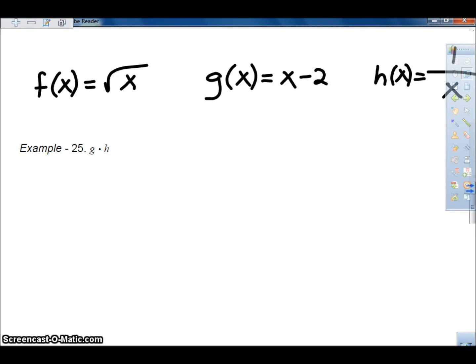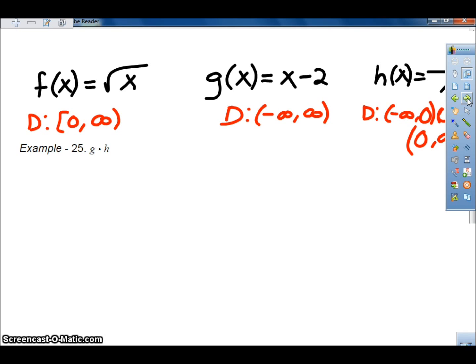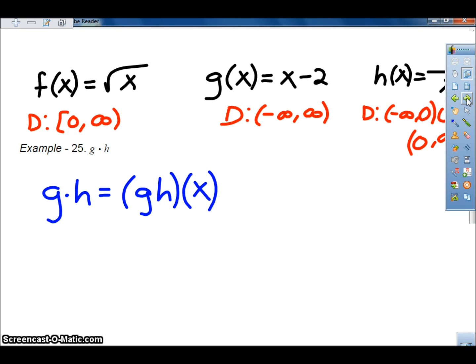Okay, so we want to add, or not add, we want to multiply two functions together here. We're asked to find g times h. And again, I'm going to define these functions as f of x equals square root of x, g of x equals x minus 2, and h of x equals 1 over x. We want to find g times h, which is a lazy way of saying we want to find g times h of x. So again, they're kind of leaving out some of the details of the notation. And again, that's sort of acceptable, but it's nice to have the full notation there.